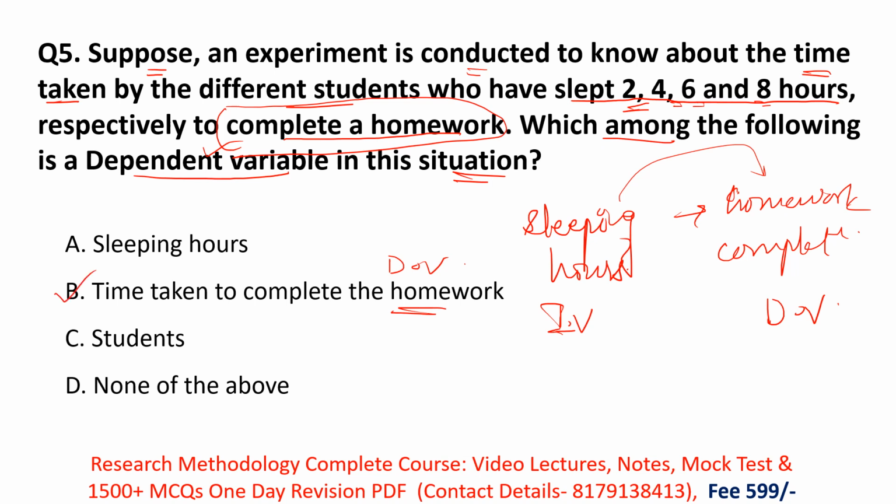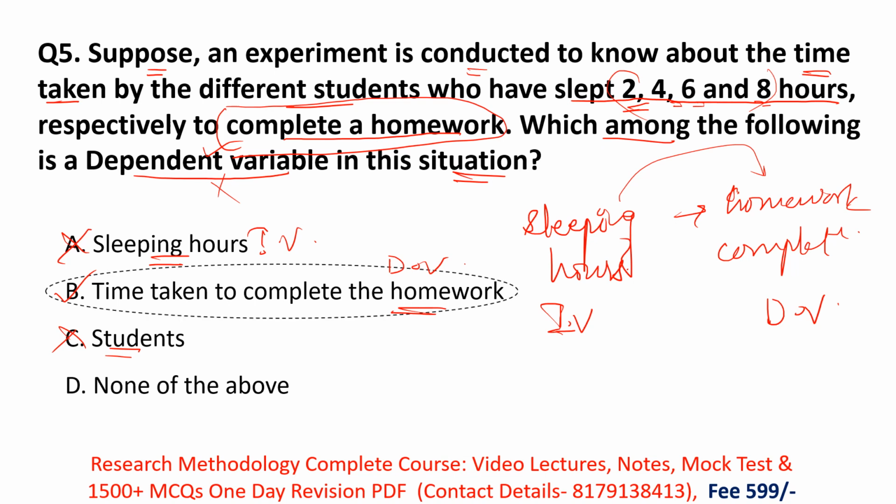We'll see the incorrect options as well. Option A is sleeping hours. Sleeping hours is your independent variable, not your dependent variable, because sleeping hours is changing. We have already seen that the researcher always makes changes only in the independent variable, not in the dependent variable. So option A is incorrect, and option C is students, which is obviously incorrect. So for this question, option B is the right answer, time taken to complete the homework.